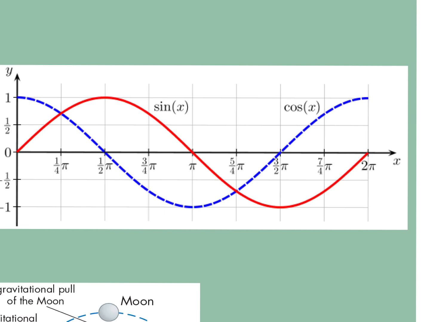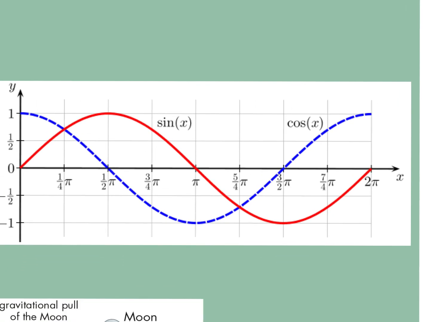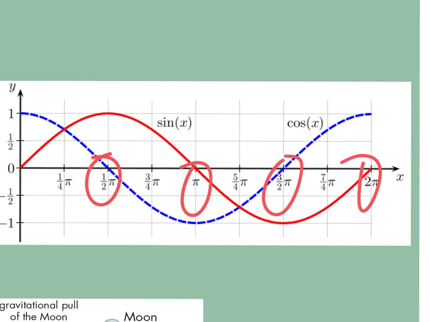So this is a quick reminder of what we were doing before break. Sine started at 0, 0. Cosine started at 1. And do you remember that these spots were really important? Right here, 1 pi over 2. I called that 2 pi over 2, and that's 3 pi over 2, and then 4 pi over 2.